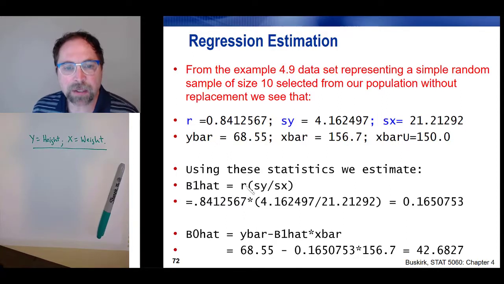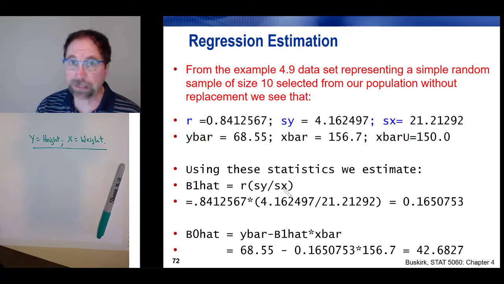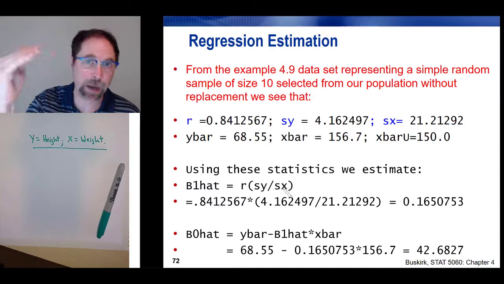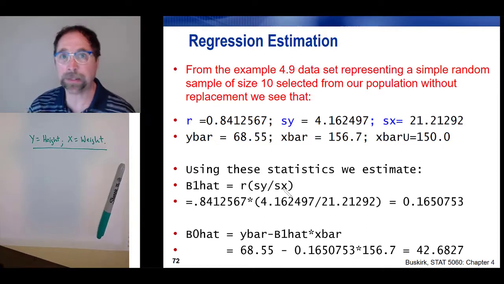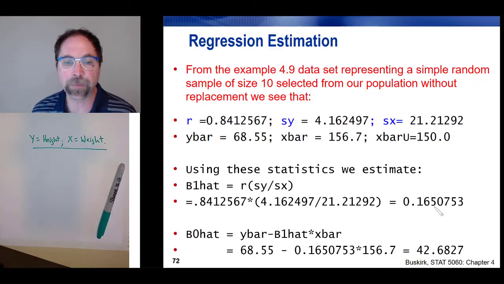B1 hat is the product of the sample correlation and this ratio. Now, if you don't remember what goes on top and what goes on the bottom, just remember that this is the ratio of y to x. When we did ratio estimation, it's always y to x. That's why it's really important to identify what's the y variable, what's the x variable. So from the statistics that you have up here, this is just simple math now. You can see that the slope estimate is about 0.165.